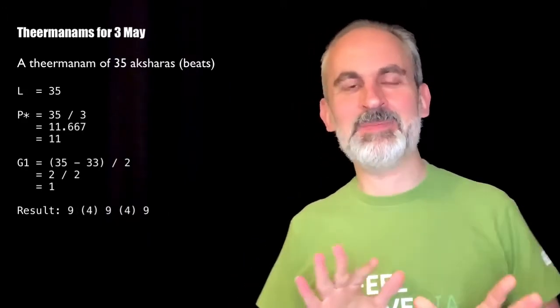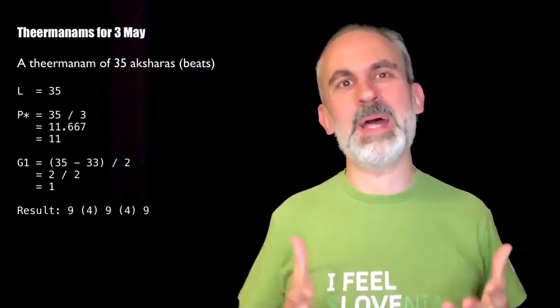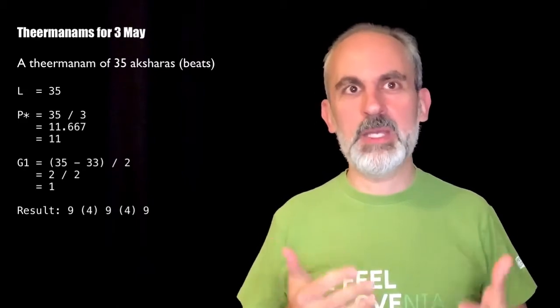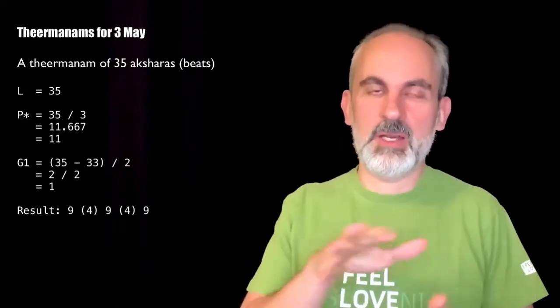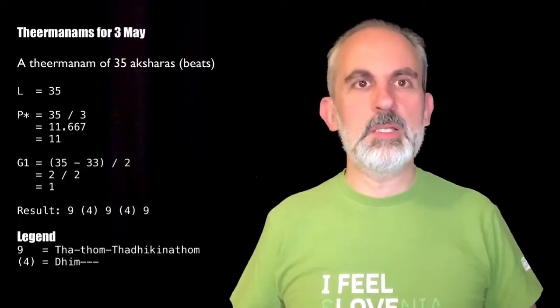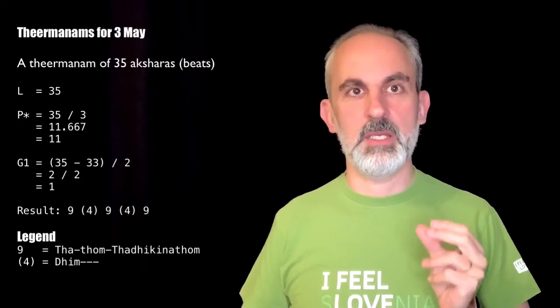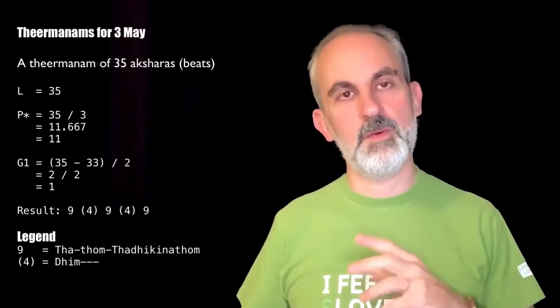That is already something we can work with in a better way, because a gap for 4 is dim, which, when you are in chaturashra nadai, is a good thing to have. So we're going to use a standard phrase for 9, which is tatom tadikinatom, and dihim for the gap of 4.